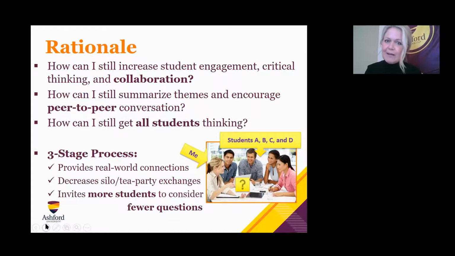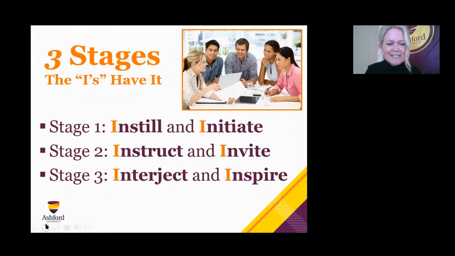Because again, a part of the challenge was, well, gosh, I have a class of 20 to 30 students. How do I come up with that many questions each week to stimulate critical thinking? The answer is you don't have to. So let's look at the three-stage process. Now, the three stages of the Eyes Have It framework are: stage 1, instill and initiate; stage 2, instruct and invite; and stage 3, interject and inspire.